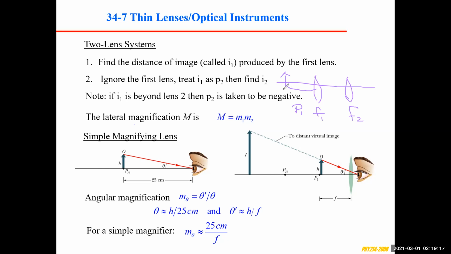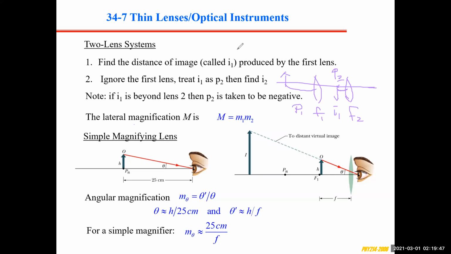Okay, so in other words, you have the P1 here. It's going to produce, let's say, a real image, maybe somewhere here. And because it's real, we know that it has to be flipped. And so this is your I1. As you can see, your I1 becomes the P2. So this is your P2, and then you apply 1 over P2 plus 1 over I2 equals 1 over F2. Then you can get your I2 to see where the final image is.